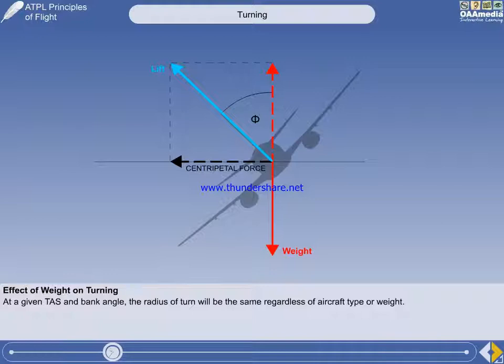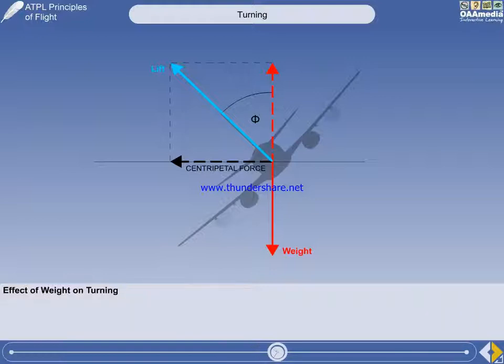If two different aircraft can fly at the same TAS and angle of bank, their radius of turn will be the same, since radius of turn is independent of weight or aircraft type. However, not all aircraft can reach the same angle of bank at the same TAS. With a heavier aircraft, the vertical component of lift required increases, but the centripetal force necessary to maintain the same radius of turn also increases in the same proportion. The lift required, although greater, has the same inclination to the vertical as before, and the bank angle is the same.